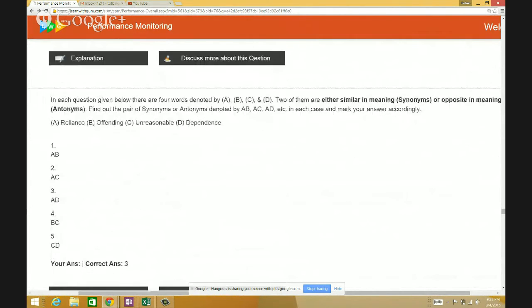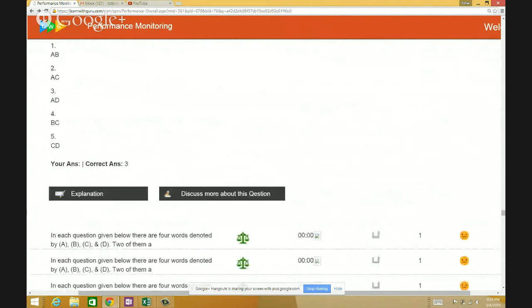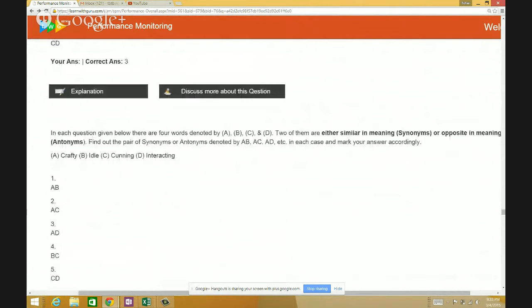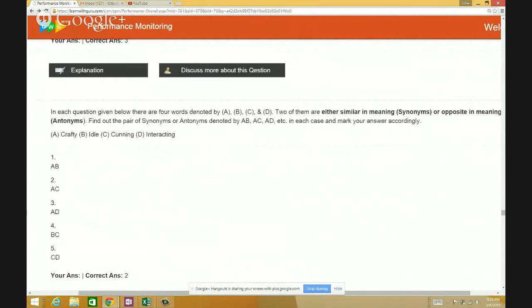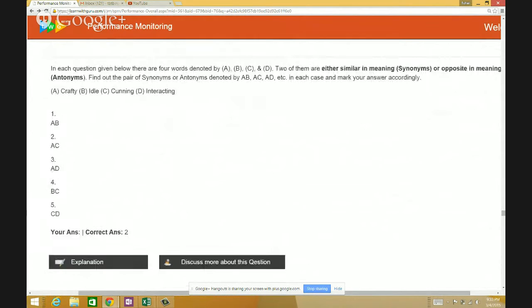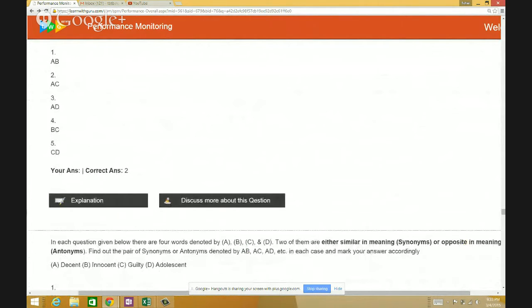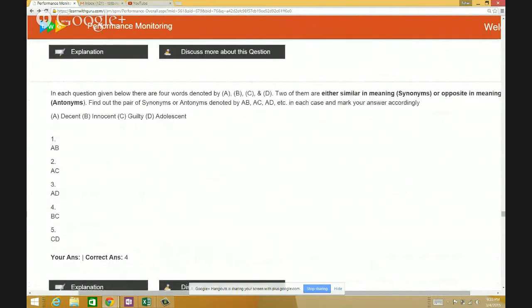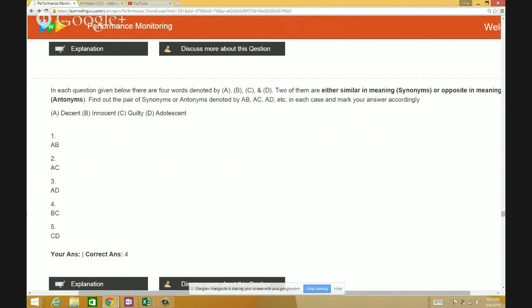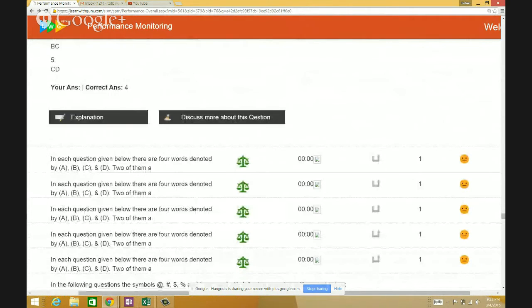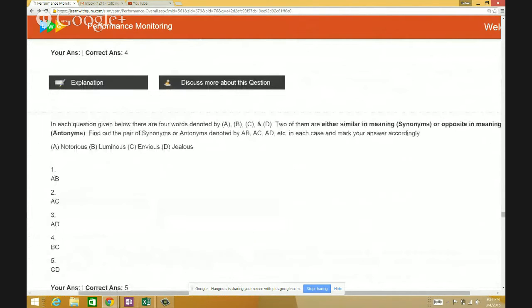Okay, rest all is pretty straight. Unreasonable, not associated at all. Crafty, idle, cunning, interacting. You have definitely crafty and cunning as antonyms. Actually, they're synonyms. Sorry for that. Next, if we go for decent, innocent, guilty, adolescent. Now, see, you get these kinds of words, very simple words. So, innocent and guilty are complete antonyms, very distant from each other.